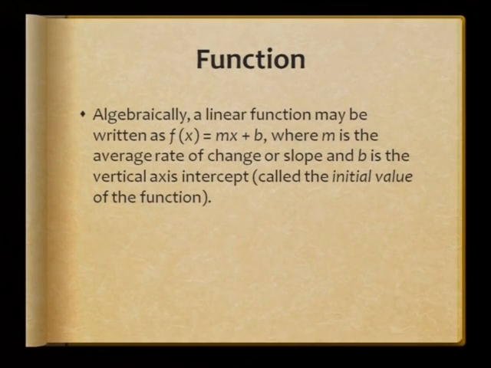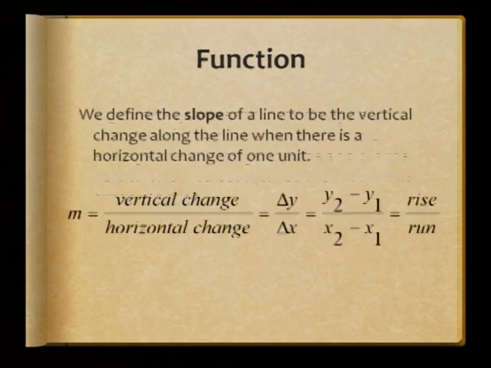I'm going to refer to it as the vertical axis intercept instead of the y-intercept because oftentimes your variables don't involve x's and y's. They might be a's and b's or p's and q's. So they'll be referred to as the vertical axis intercept.